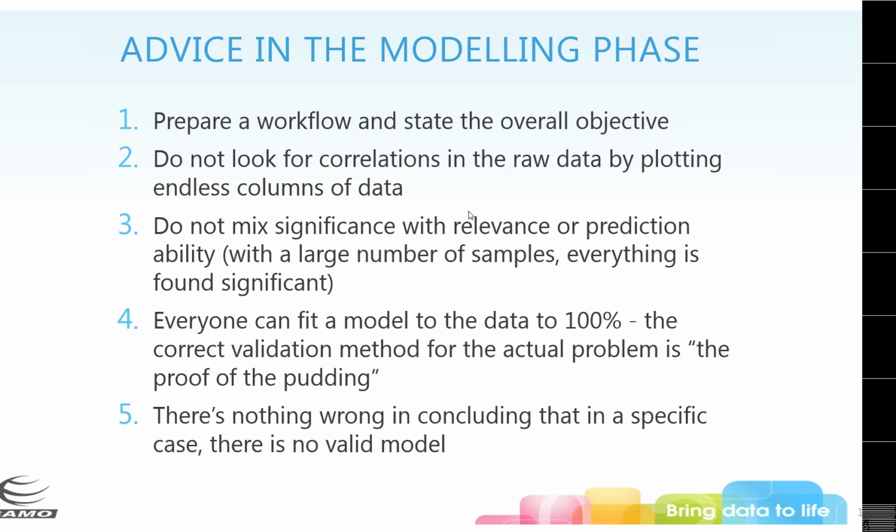There's nothing wrong with concluding that for a specific case, there is not a valid model. I can't emphasize this enough. People expect that there's always an answer. There is not always an answer. Sometimes you have issues with your process data. Sometimes you have issues with your quality that you're trying to predict. It could be that the particular variables that you're measuring don't have anything to do with your output. Say, for example, every time it rains, it happens that I wear a pink shirt. But just because I wear a pink shirt doesn't mean that it will rain. Okay, so keep that in mind when you're building your models.